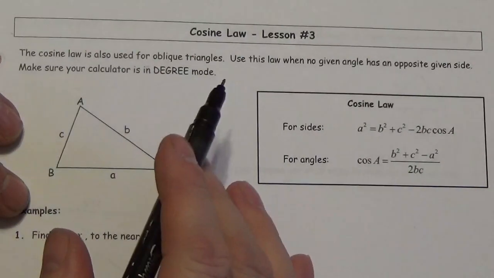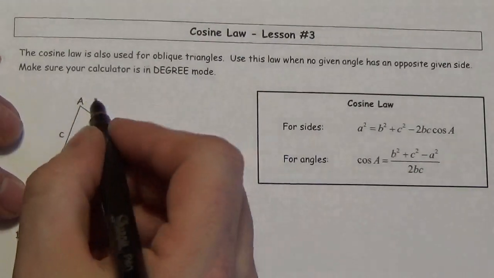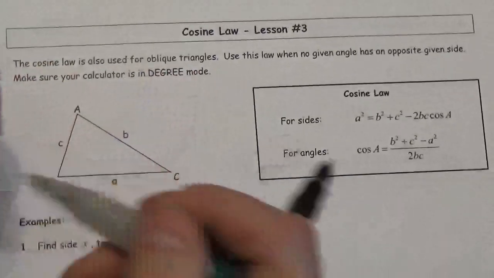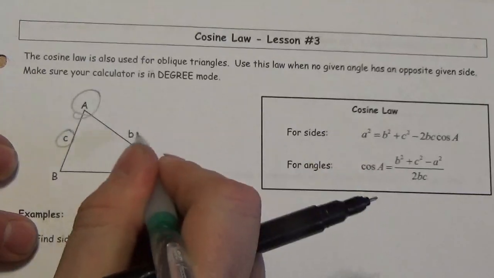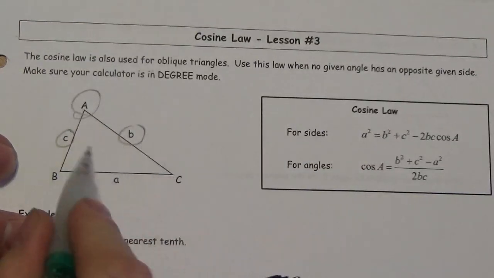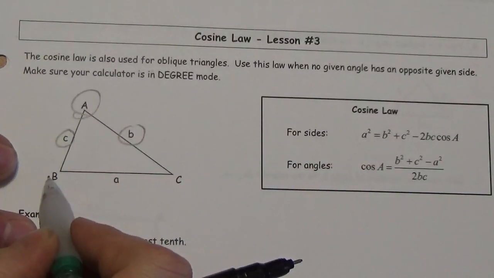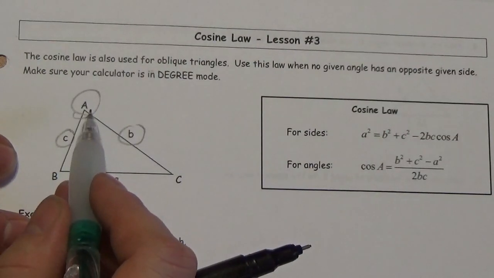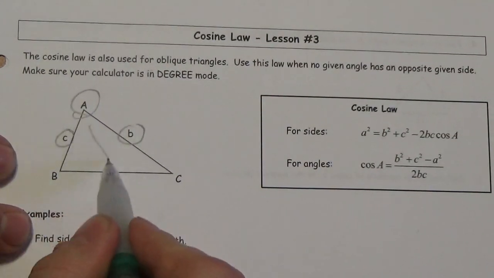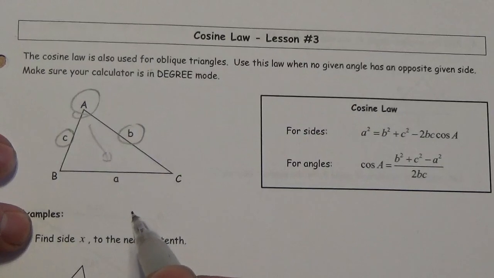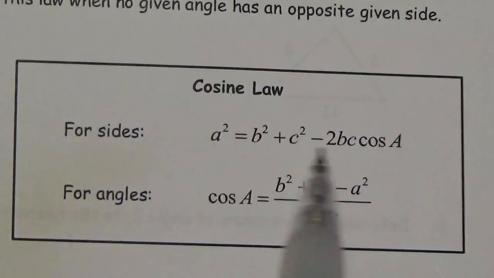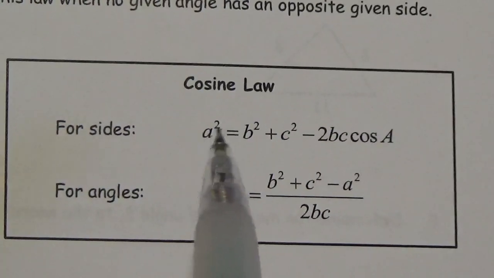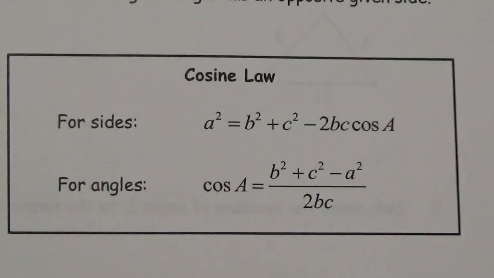The cosine law is used if you've got, for example, an angle, and then you've got the two sides that are adjacent to it. So you know the two sides together that make up that angle. You can use the cosine law to find the side opposite. In that case, you would use this version of the formula. So little a squared would be equal to b squared plus c squared.